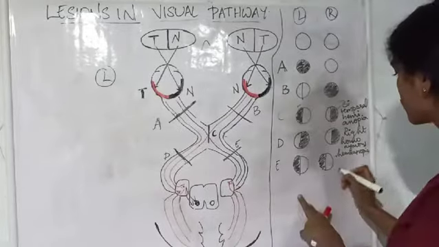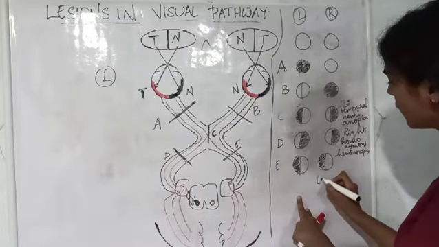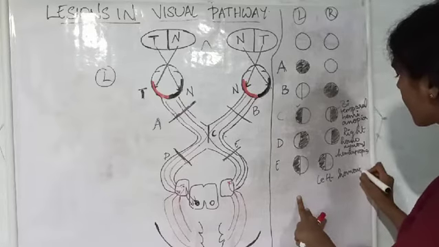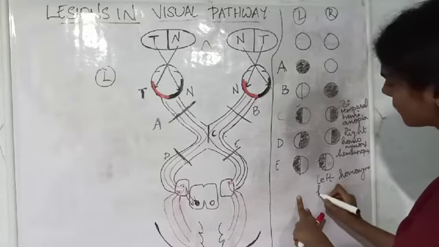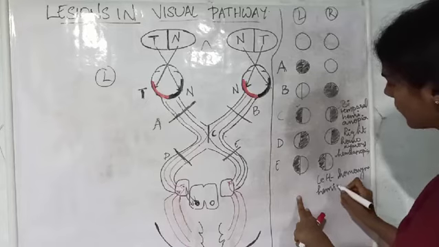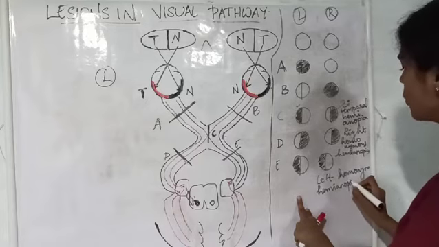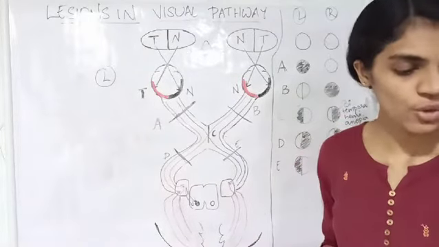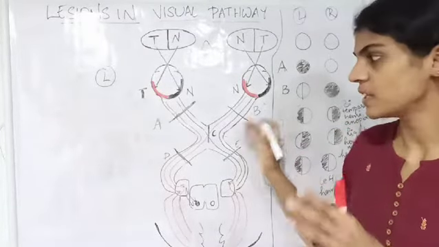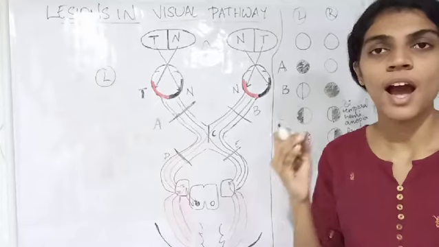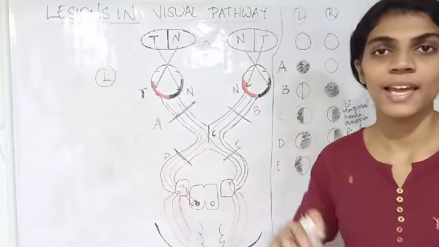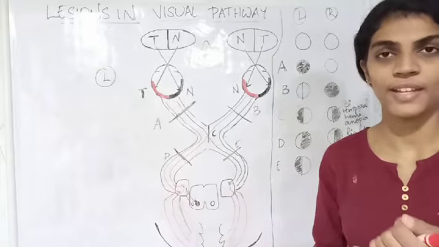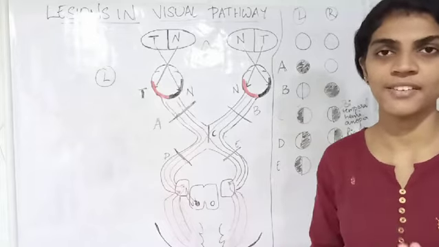Left homonymous hemianopia. Okay, so these are some of the lesions, and we have seen how each of these lesions can affect our vision. So that's all about the lesions in the visual pathway. Thank you.